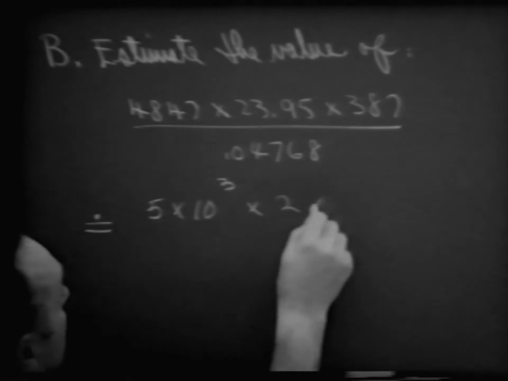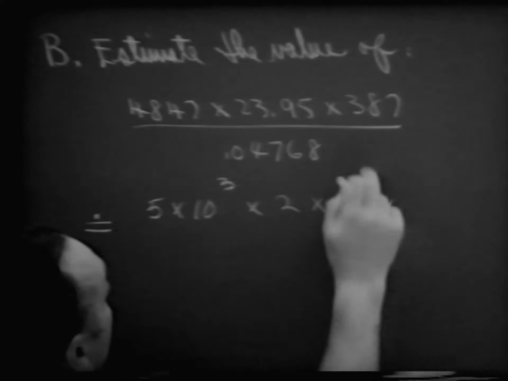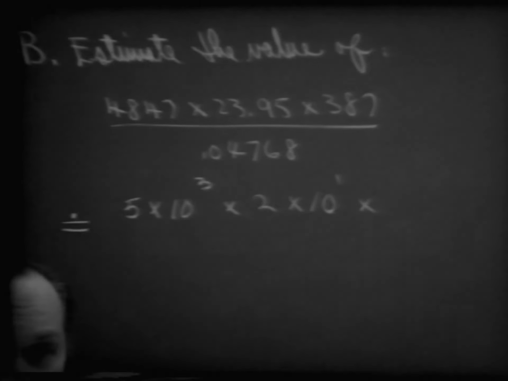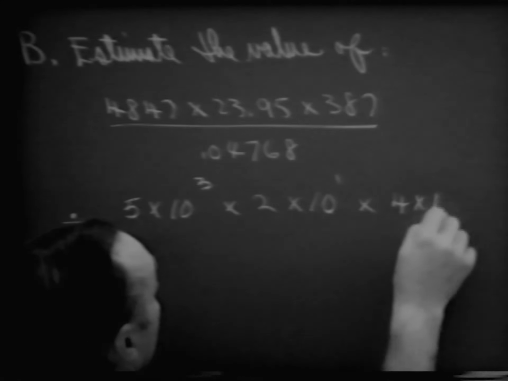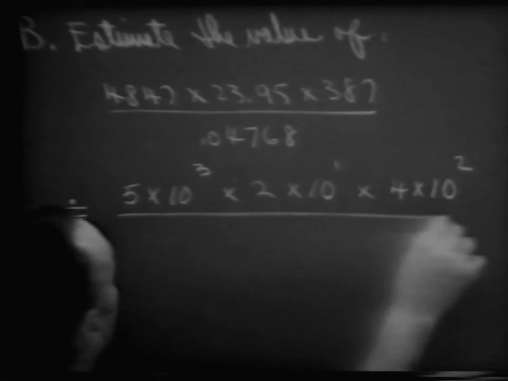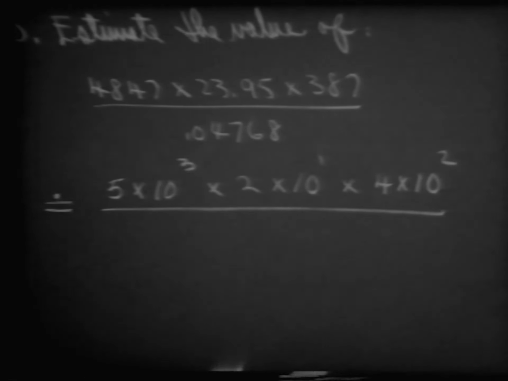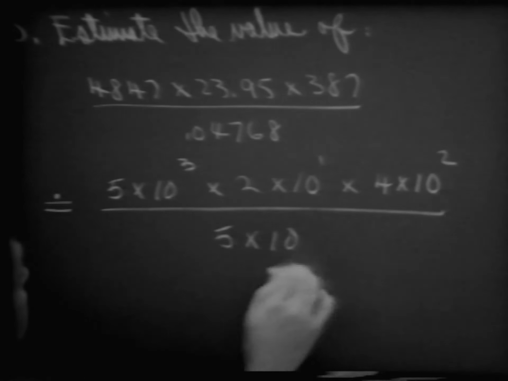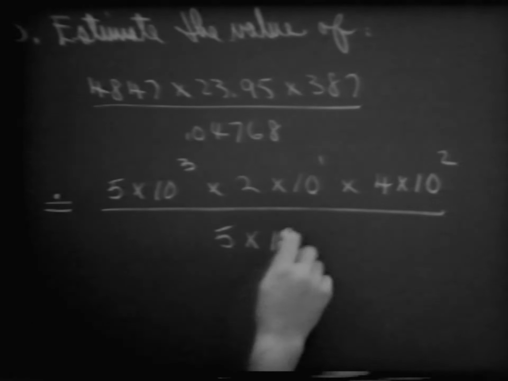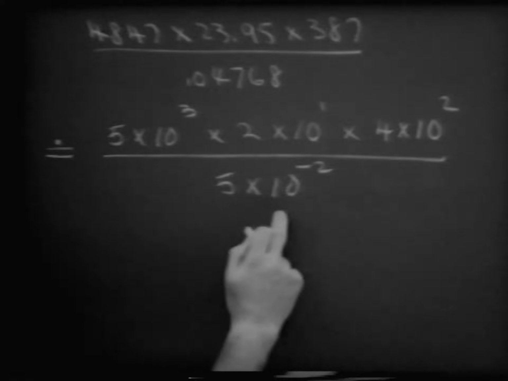And then times, here we have 23.95, the closest name for that is what? How about 2 times 10 to the first, and then times 387, the closest name for that, Glenn, is 4 times 10 to the second, divided by 4768, which is closer to some number such as, Rick, 5 times 10 to the what? To the negative 2 power. Does everyone agree with that? Times 10 to the negative 2.